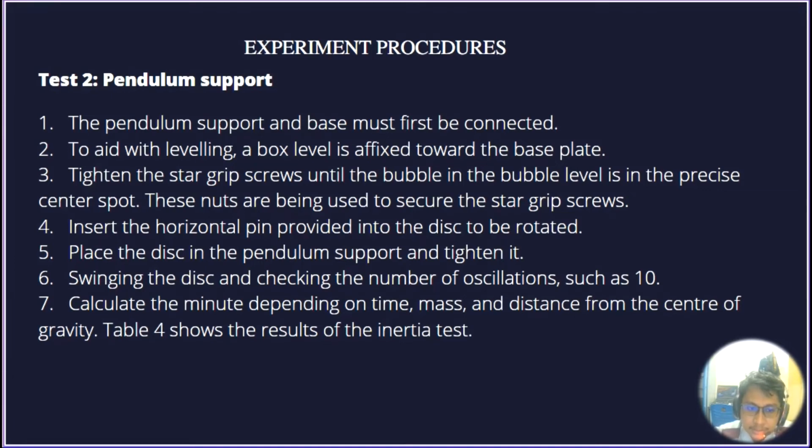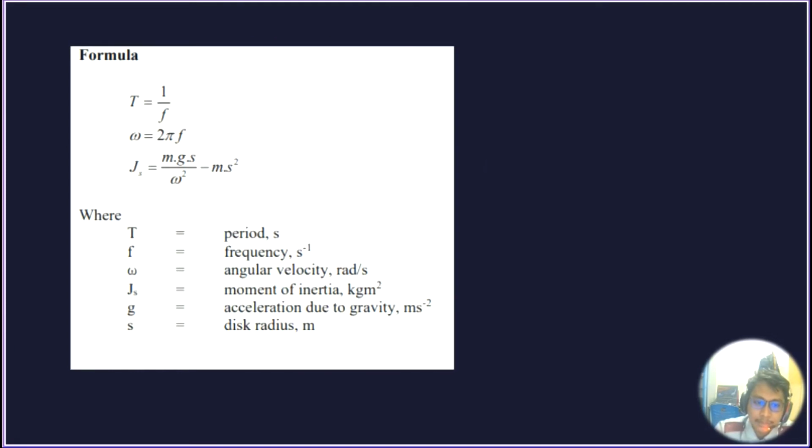Sixth, swing the disc and count a number of oscillations, such as 10. Seventh, calculate the moment depending on time, mass, and distance from the center of gravity. In the report you can see table 4, the result of the initial test. Next, this is the formula for experiment number 2, which is T equals 1 over f, which is 1 over frequency.